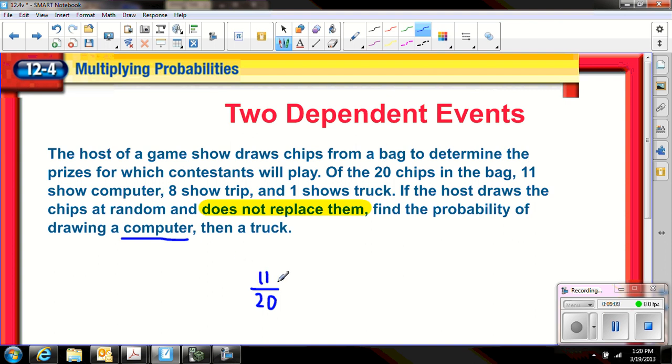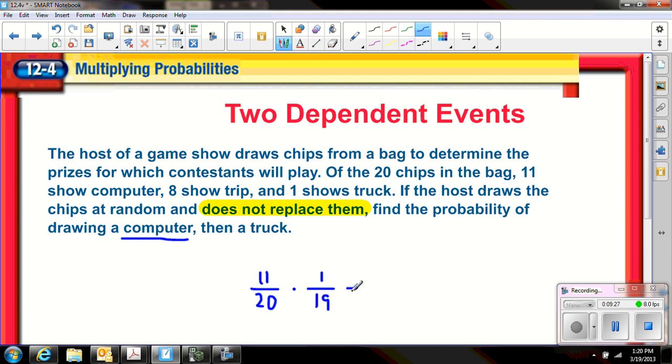So the probability of first picking out a computer is 11 out of 20. Now, that chip is not replaced. So what happens is there's now 19 chips left in the bag. I then want to choose that by picking a truck. So the second chip should be a truck. There's 1 chip that's a truck.